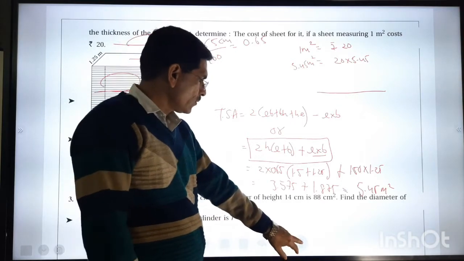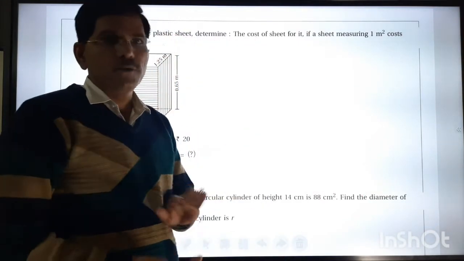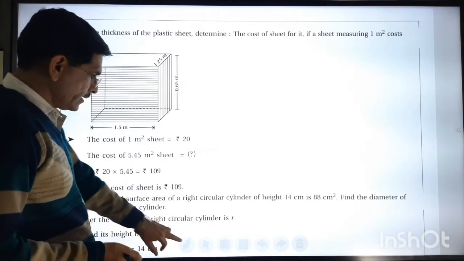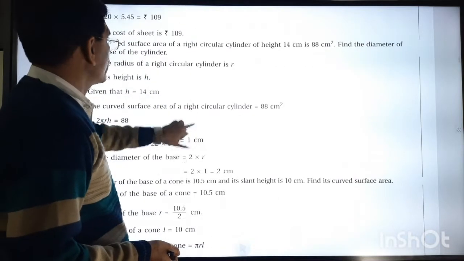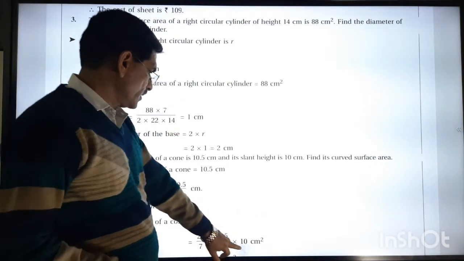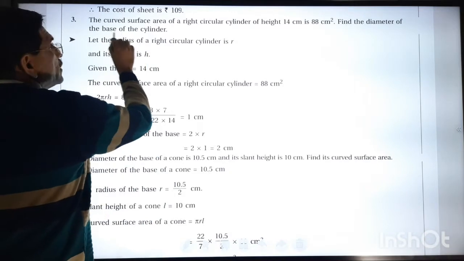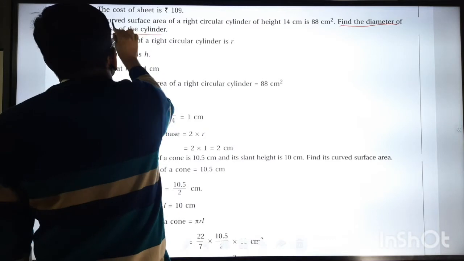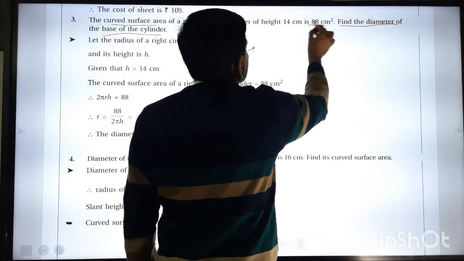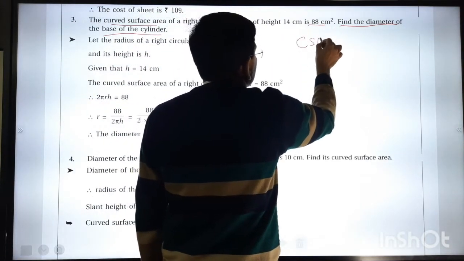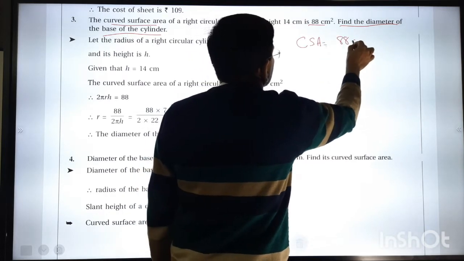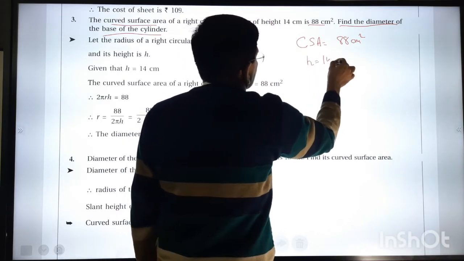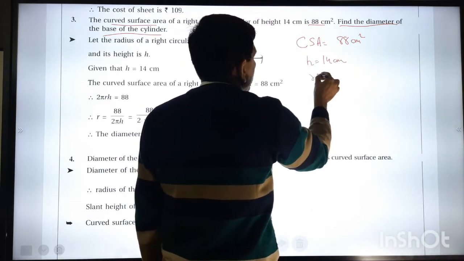properly. That is a sum related to the cuboid. Now we go for one sum related to the cylinder. So let me see the cylinder now. What is the sum of the cylinder? We have to find the diameter of a cylinder. The CSA is given, that is 88 centimeter square, and the height H is given, that is 14 centimeter. So what do we have to find out?